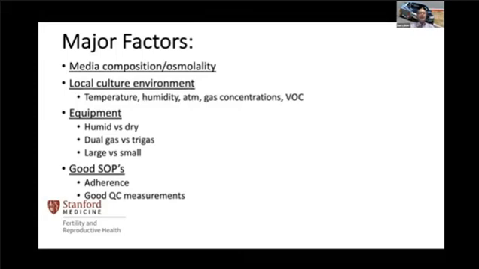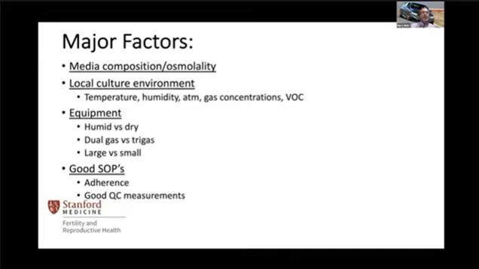Of course, as Dean mentioned, the local culture environment, the air, VOCs, the air that the embryos breathe, i.e. the gas concentrations, the atmospheric pressure that your practice is at will affect the pH. The humidity: are you culturing in dry or humid incubators?